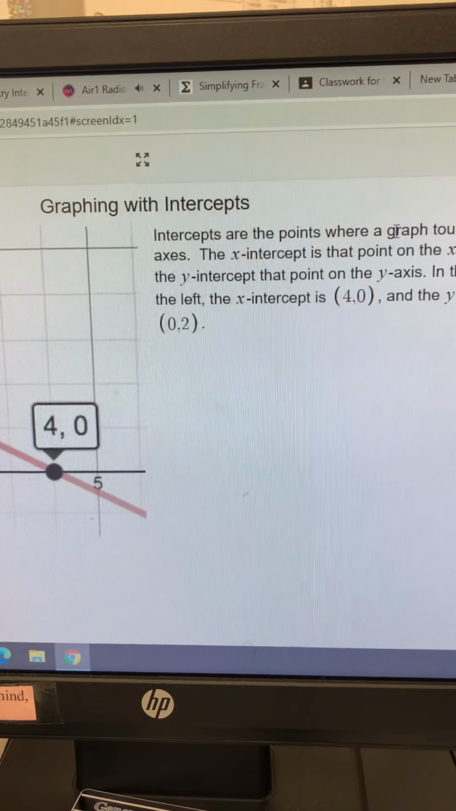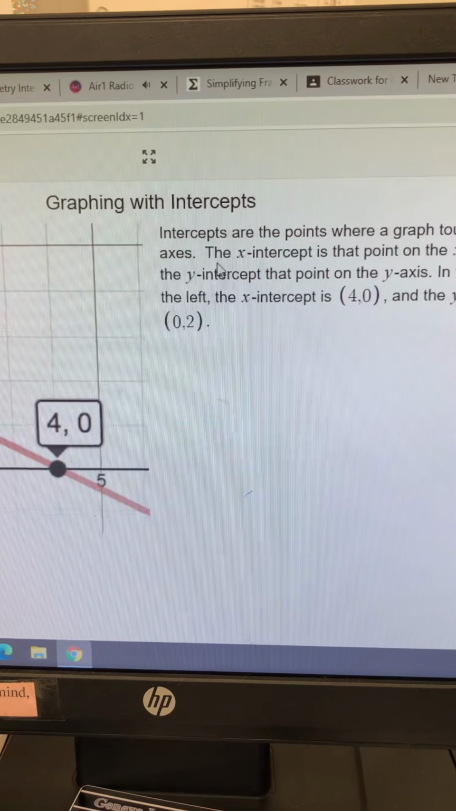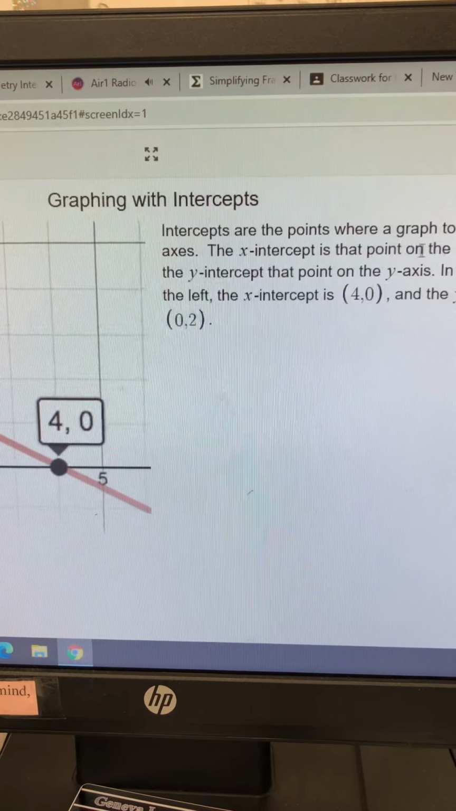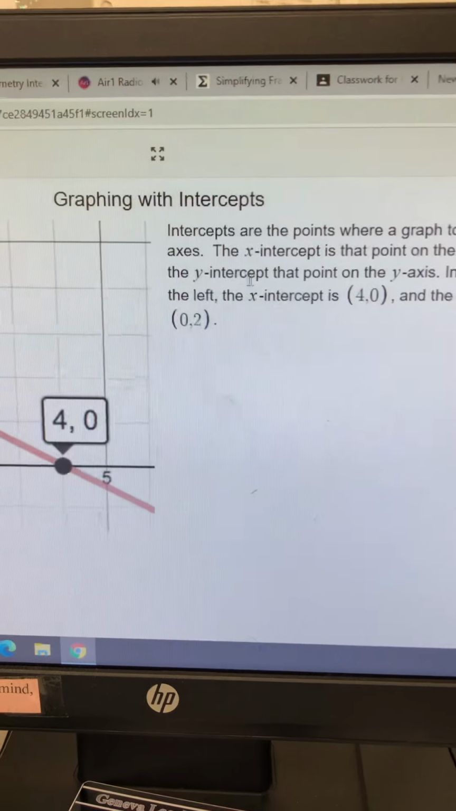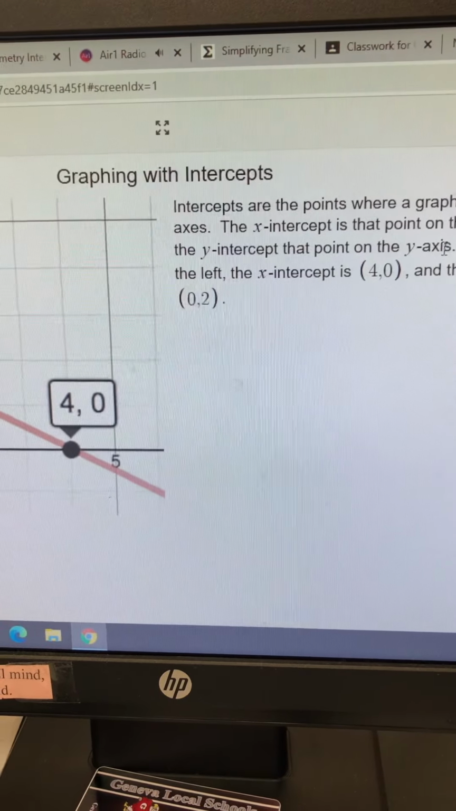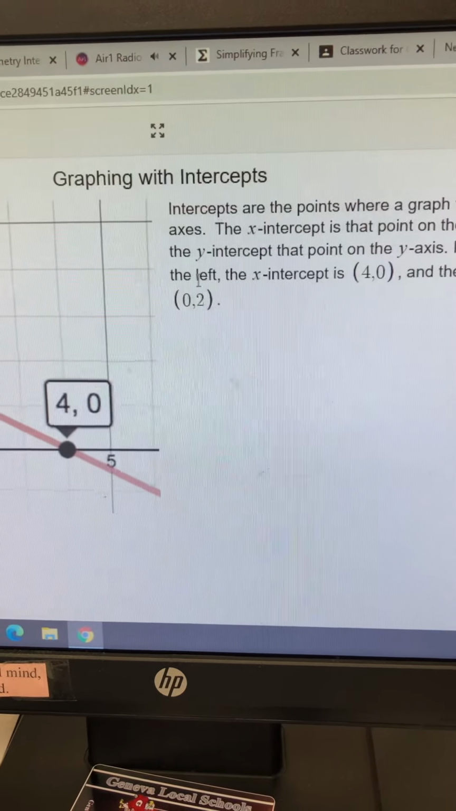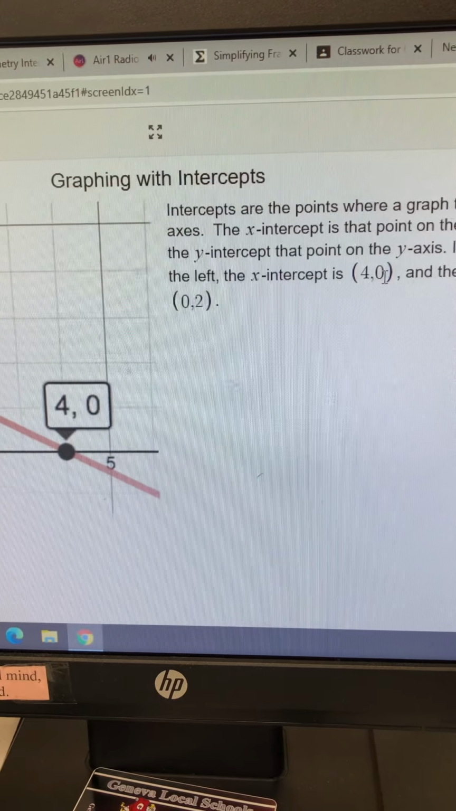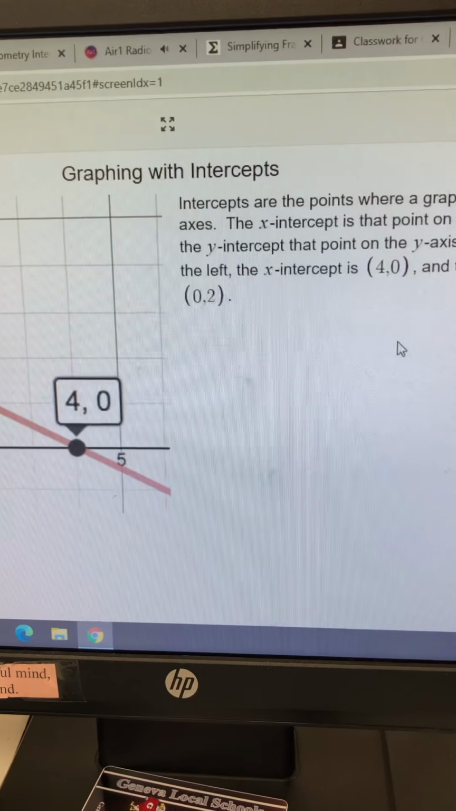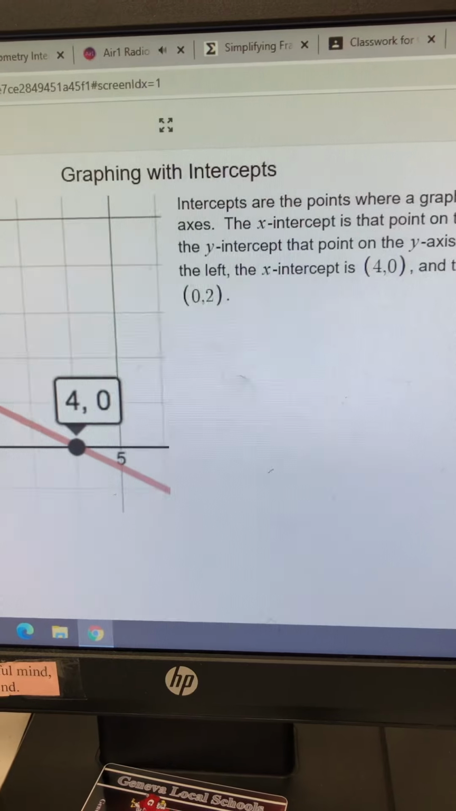Intercepts are the points where a graph touches the axes. The x-intercept is the point on the x-axis, and the y-intercept is the point on the y-axis. In the graph to the left, the x-intercept is (4, 0), that's right here, and the y-intercept is (0, 2), that's right here.